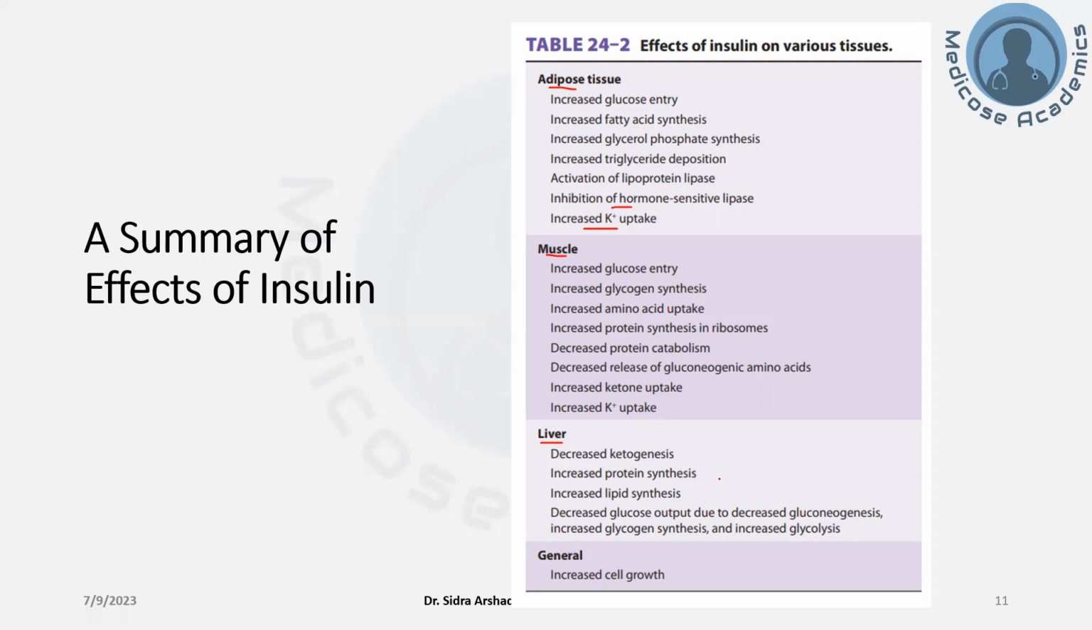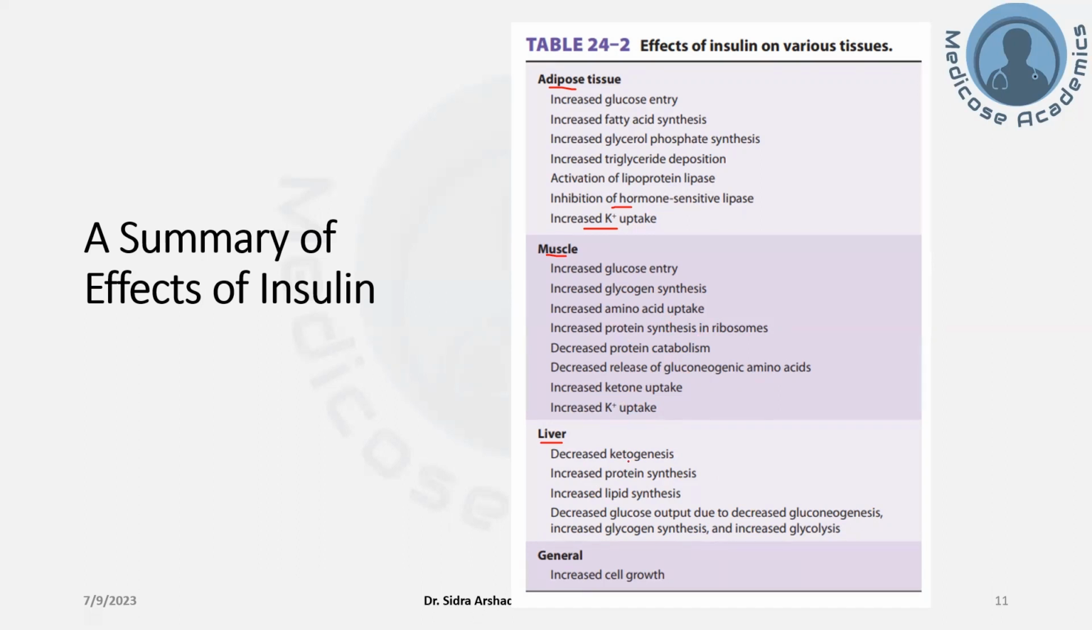In the muscle, it causes increased glucose entry, glycogen synthesis, amino acid uptake, and protein synthesis in ribosomes, while protein catabolism is decreased. It decreases release of gluconeogenic amino acids so that gluconeogenesis does not occur. It also increases ketone uptake and potassium uptake.